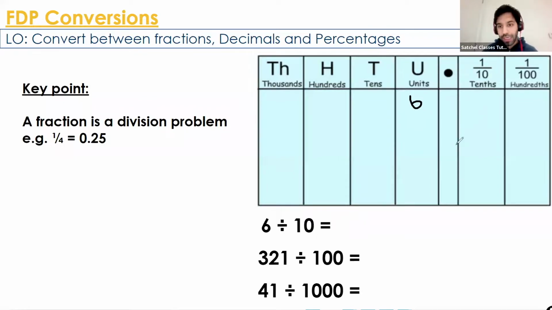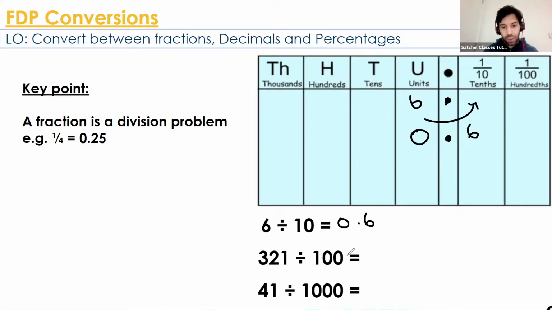Now, ignore this decimals column. We're not going to count this. We're going to count the thousandths column, the hundredths column, the tens column, the units column, the tenths column, the hundredths column, and so on. So 6 divided by 10 means the 6 is going to move 1 column to the right. So what we'll end up with is 6 over here and then 0 in the units column. So our answer will be 0.6.